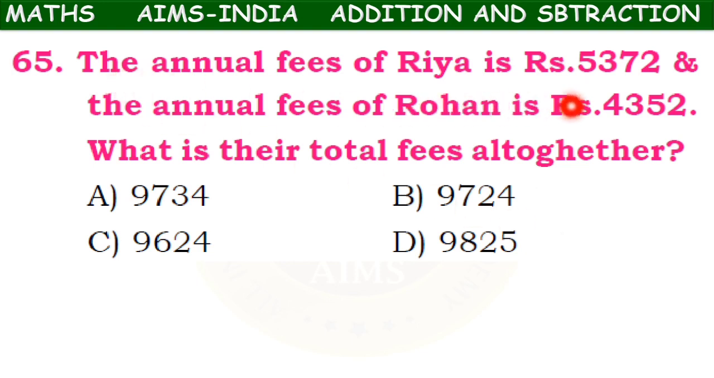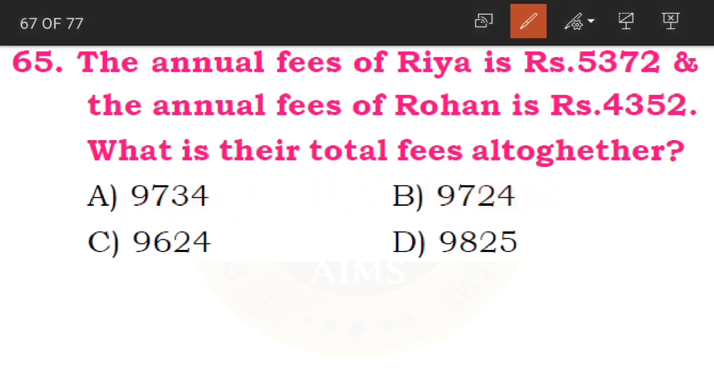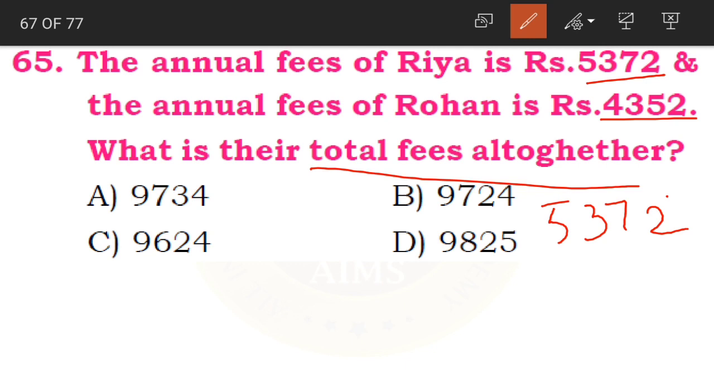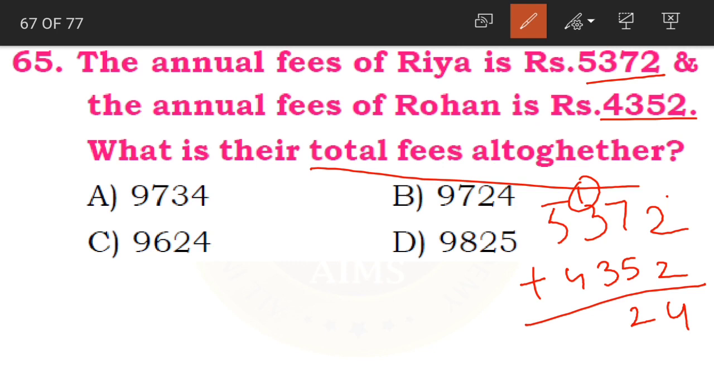65. The annual fees of Riya is 5,372 and the annual fee of Rohan is 4,352. What is their total fees altogether? Very simple, right? They are asking us the total fees. What do we need to do? We need to add the given two numbers. 5,372 plus 4,352. 2 plus 2 is 4. 7 plus 5 is 12. 2 here, 1 carried.